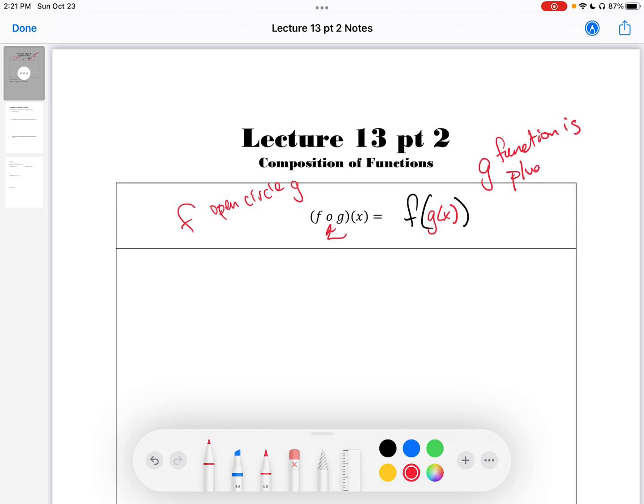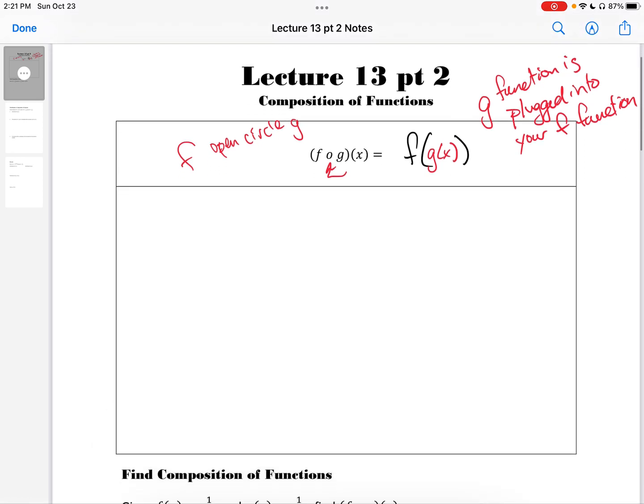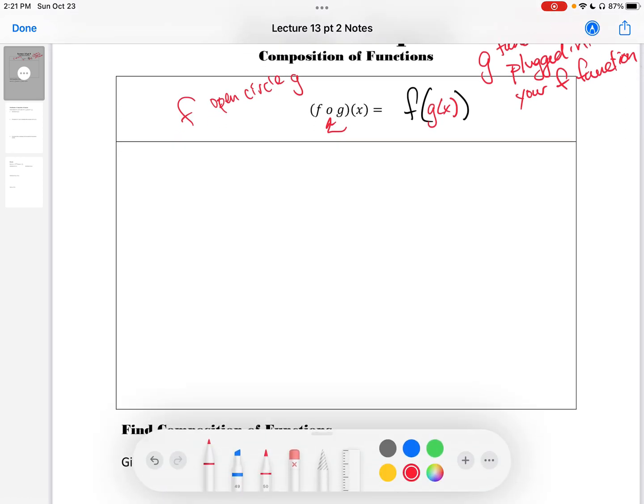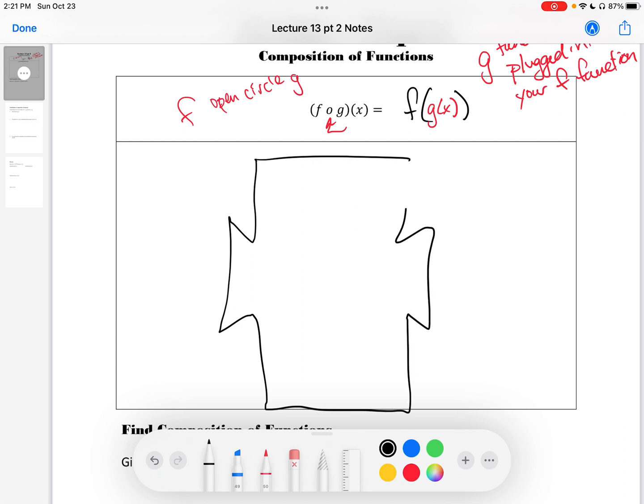is plugged into your f function. Okay, so our g is going to be plugged into our f. Now, Dr. Delaware on his videos talks about what exactly this f open circle g function actually means. And this is going to be important for when we talk about finding our domain and stuff like that, which we will do in the second video.